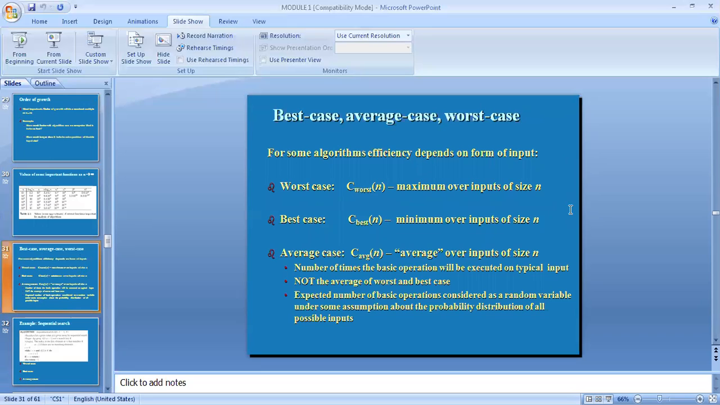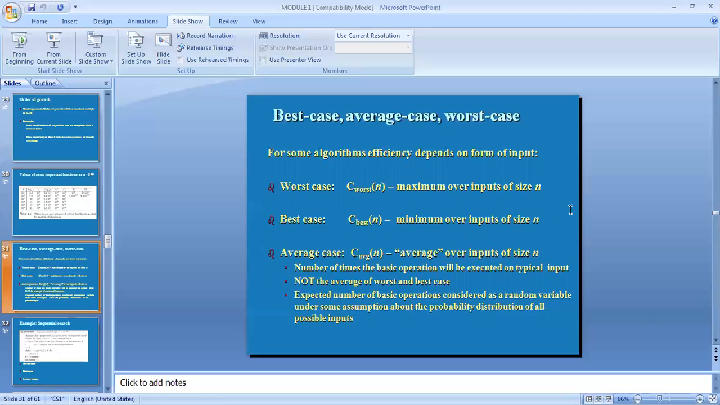So for every algorithm, the efficiency depends on the input. There are three possible cases: average case, best case and worst case. Worst case is the maximum over inputs of size n, so the execution time is higher. Best case is the minimum over inputs of size n. Average case is the average over inputs of size n.